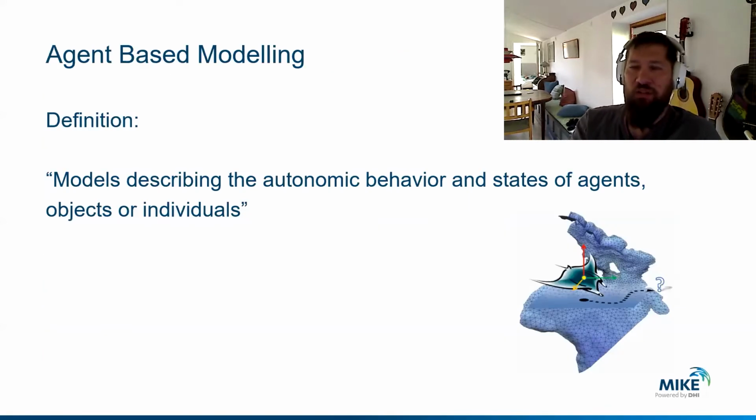The agent-based model is a bottom-up model that essentially is defined by this. It's a model describing the autonomic behavior and states of agents, objects, or individuals. This means that instead of viewing a population from the top down and looking at all parts of the population at once, you view it from the bottom up, look at the individual behavior, and then combine that and have some emerging probabilities from that kind of modeling. We'll go a little bit deeper into that in a bit.